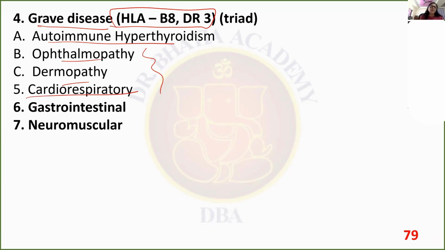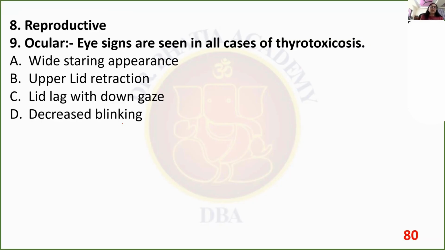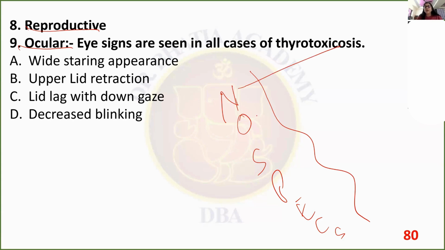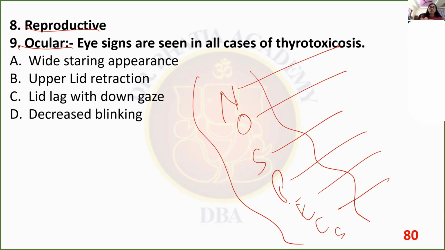It will have cardiorespiratory features, GI features, and neuromuscular features. It can also have reproductive features, and ocular features are present. Eye signs are actually staged by the mnemonic NO SPECS. And you will tell me in the next class what the mnemonic NO SPECS stands for: no signs, only symptoms, only signs, proptosis, chemosis. So there's a mnemonic there for NO SPECS. So eye signs are seen in all cases of Graves.